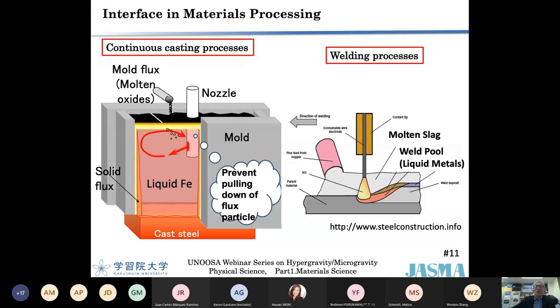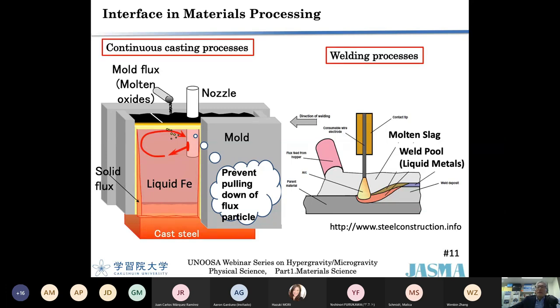This immiscible liquid process of molten oxide and liquid iron is important for the refining and smelting process. But another process is also important: continuous casting for making thin steel products. In this case too, the molten oxide is here and the liquid iron is here. So they interface here, and this control is very important for liquid interface phenomena.